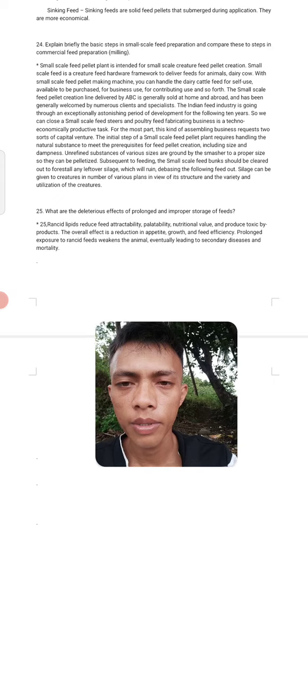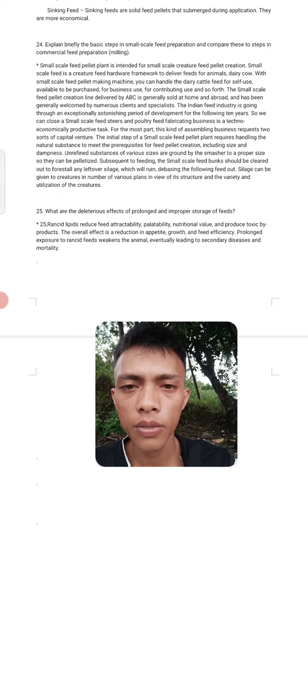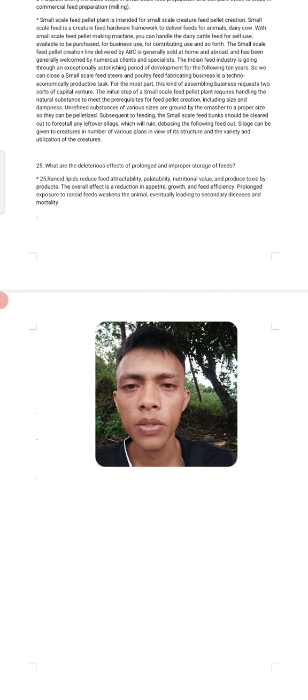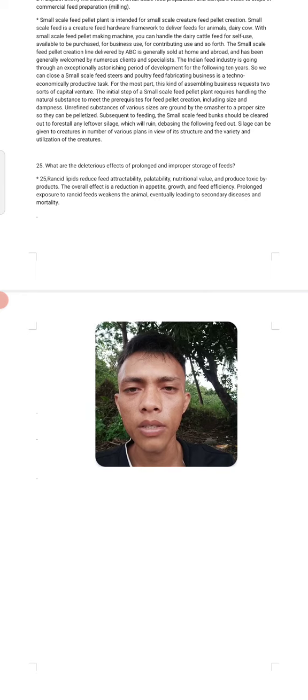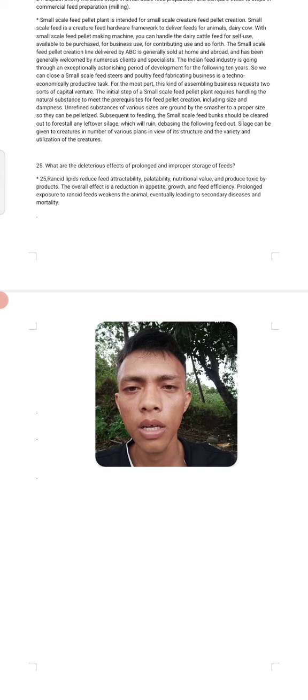Okay, number 25. What are the deleterious effects of prolonged and improper storage of feeds? Rancid lipids reduce feed attractability, palatability, and nutritional value, and produce toxic by-products. The overall effect is reduction of appetite, growth, and feeding efficiency. Prolonged exposure to rancid feeds weakens the animal's defenses, leading to secondary disease and mortality.